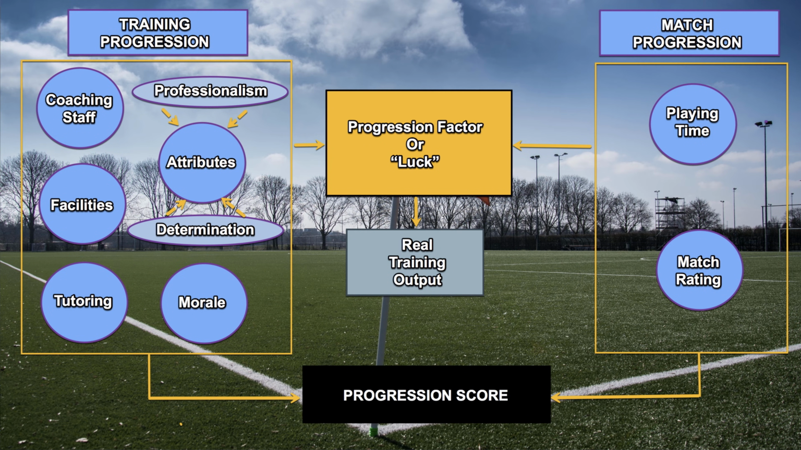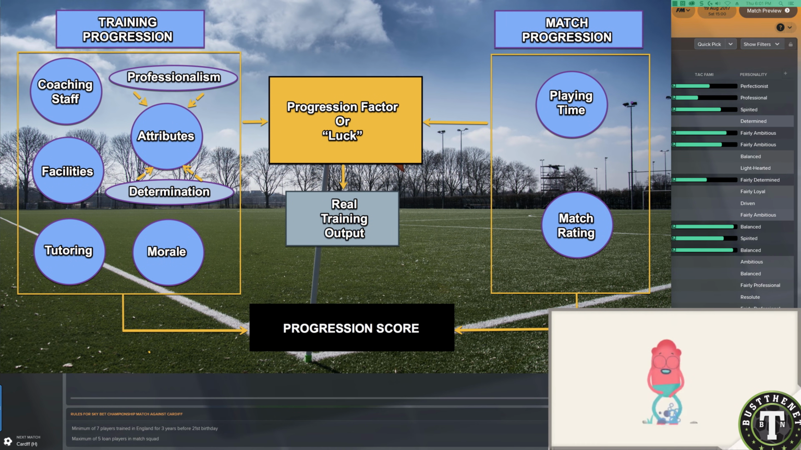The next thing we need to understand are two terms that are under the hood: progression score and progression factor. Progression score is basically the maximum value. If all things go perfectly well in the world, then this is the maximum value that he can get from training. Let's take the example of an average guy called Joe Block.